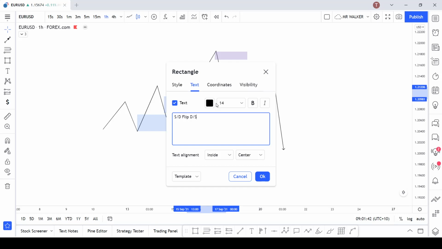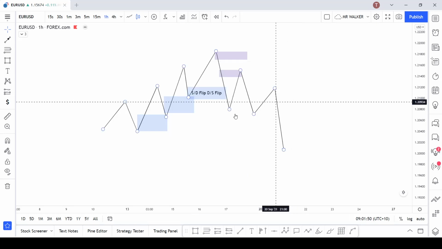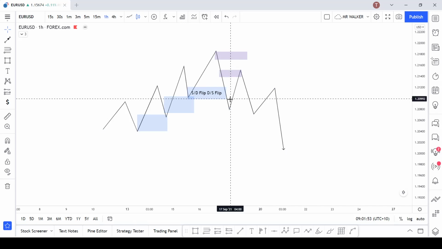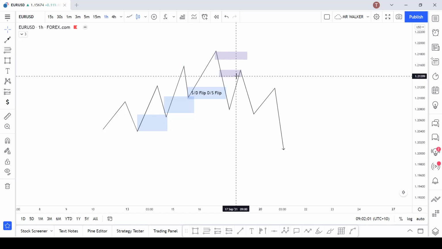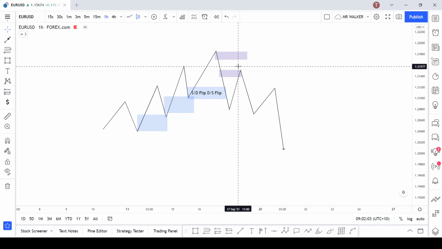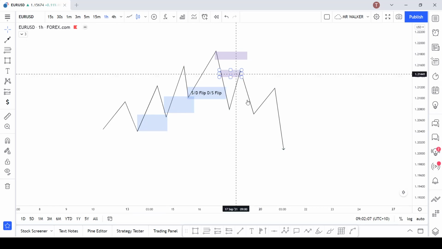demand to supply flip. Doesn't really play a role here. Flip, nope, flip. Okay. So this means then we react or sell either from this supply or this supply. It really comes to the reaction from either of this zone. Okay. So this is pretty much the supply to demand flip.